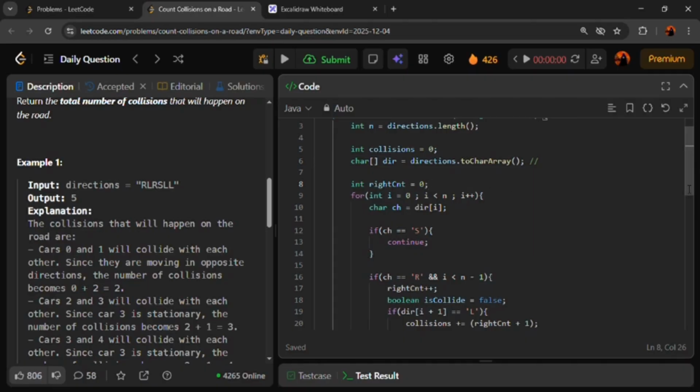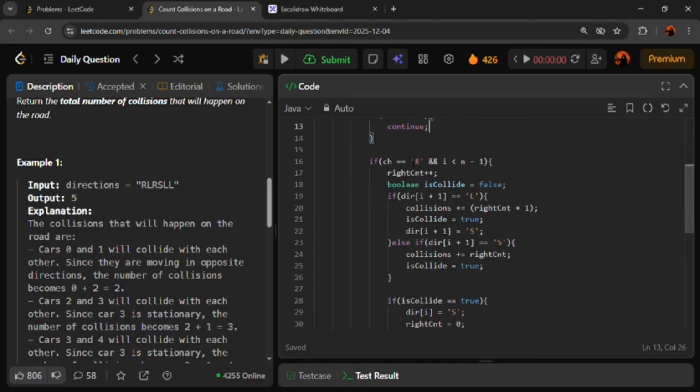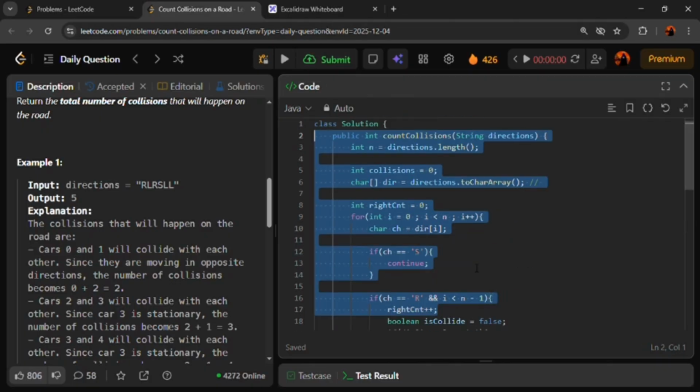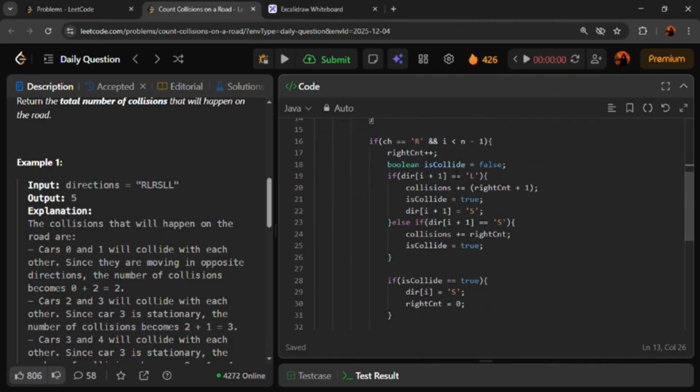If the current car is stationary, meaning it is not moving, then I have to continue. If the current car is moving in the right direction, I have to increase the right count. Likewise here, I also have to maintain this boolean isCollide as false or true, because if a collision is happening, I have to change this right car status to S.